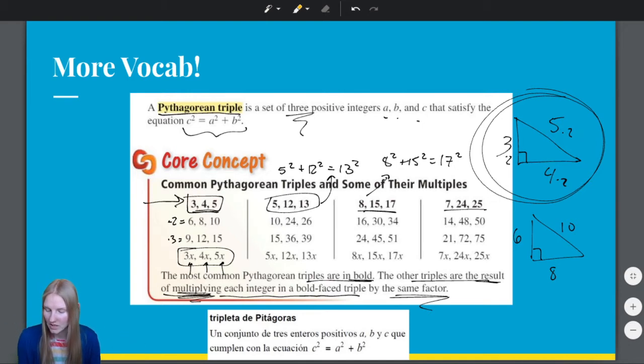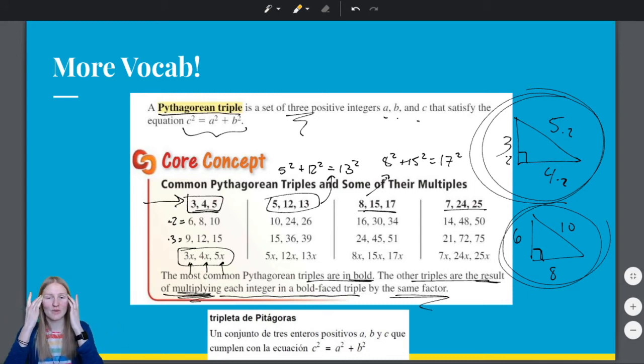And the reason that we still get a Pythagorean triple is because the triangles are similar. Oh, remember from chapter 8, remember 8.3, if the sides are proportional, then the triangles are similar. So we know we still have a right triangle and all that jazz if we multiply all of the sides by 2. Okay, so that's what a Pythagorean triple is and how they connect with the Pythagorean theorem.